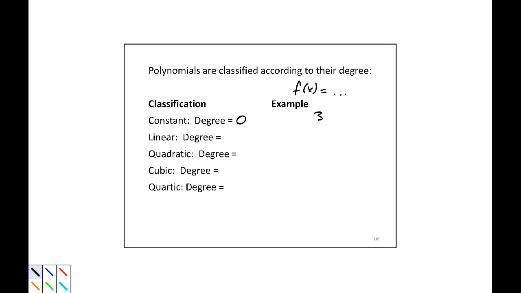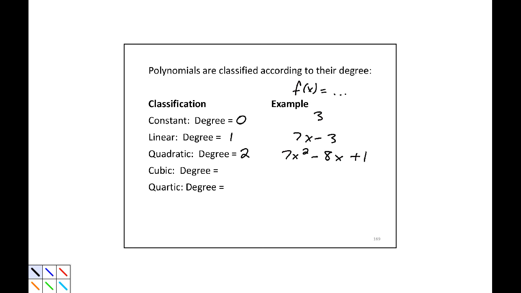A linear function has a degree of 1, and an example of something like that would be 7x minus 3. We've spent some time with those. Next we have quadratics. Those are degree 2, and those have a highest exponent of 2. So 7x squared, we could have an x term, so minus 8x, and we could have a constant term, plus 1.